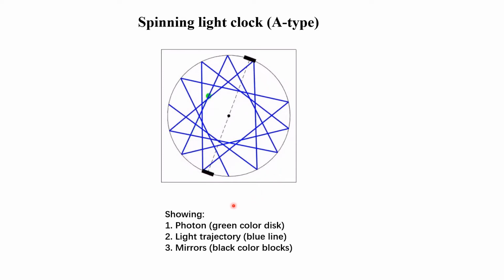In this video, the photon is marked by the green color disk, and the light trajectory, also the photon trajectory, is marked by the blue line, and the mirrors are marked by the black color blocks. Here we can see that this kind of pattern constructs a light clock, and we call it an A-type spinning light clock.